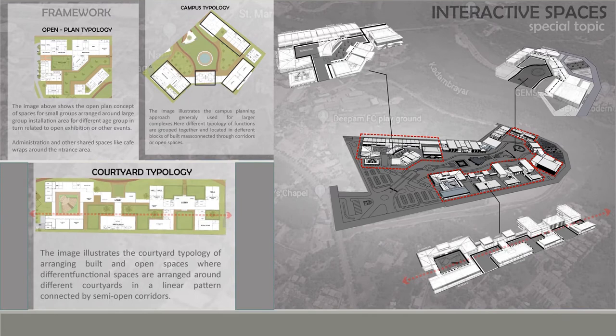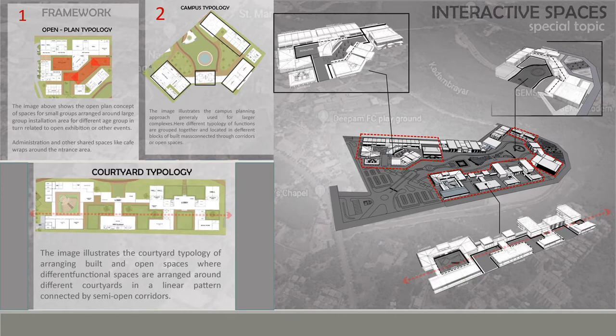Interactive spaces. Here, the framework has been designed in three different typologies of courtyards. 1. Open plan typology. Here, spaces for small groups are arranged around large group of installation area. 2. Campus typology. The general approach for this is where different typology of functions are grouped together and located in different blocks. 3. Courtyard typology.